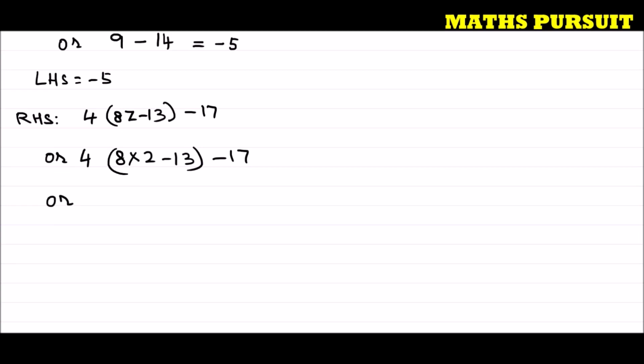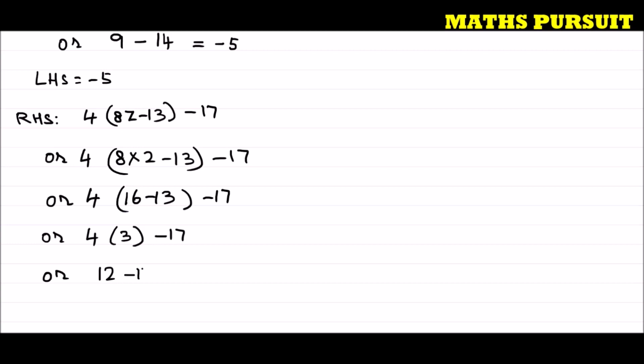Hope guys I am very clear till here. What I am doing here is I have just replaced the value of z, and we got the value for z as 2. So 8z means 8 into 2. That is equal to 4 into 16 minus 13 minus 17. Or I can write 4 into 16 minus 13 is 3, minus 17. Or I can write 4 3s are 12, 12 minus 17, that is equal to minus 5. So we got the right hand side is equal to minus 5.